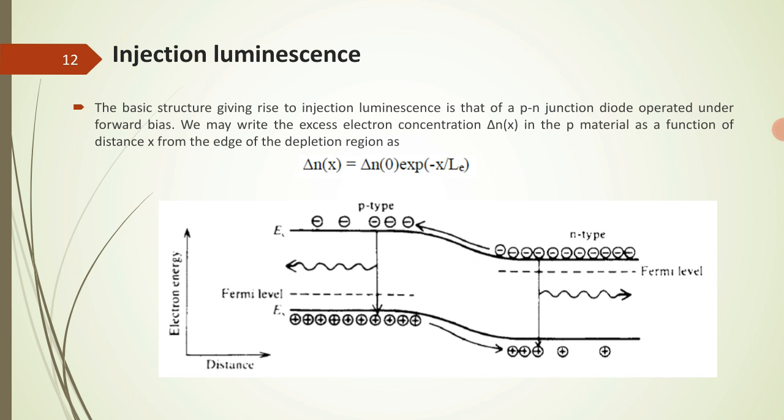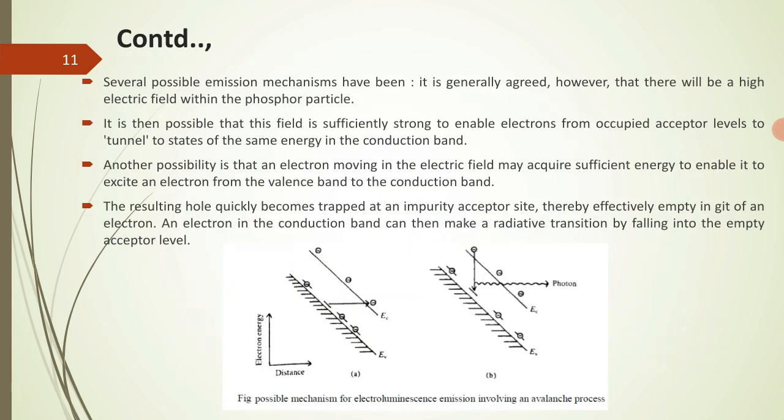The final result is that a hole becomes quickly trapped at an impurity acceptor site, thereby effectively emptying the acceptor level of an electron. An electron in the conduction band then makes a radiative transition by falling to the empty acceptor level. So that's all about the concept of electroluminescence.